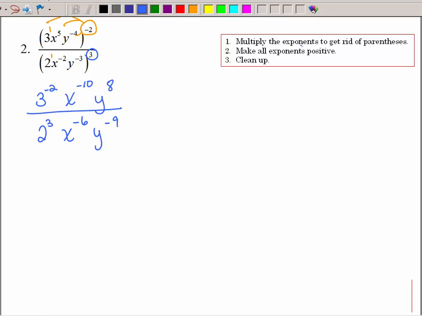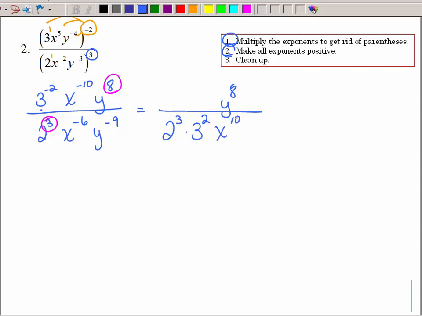So again, I'm just multiplying the exponents to get rid of the parentheses. The next thing I'm going to do is make all the exponents positive. So I have a fraction. Everything that's positive stays. So that one stays, everything else moves. So I'm going to leave that y to the 8th, and I'm leaving 2 to the third power. So 3 to the second power goes on the bottom. Remember, I'm taking the reciprocal of the base, changing the sign of the exponent.